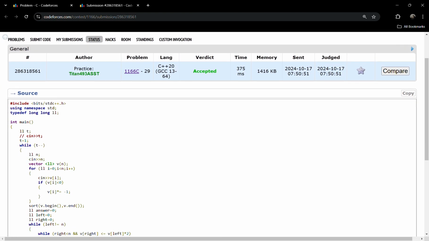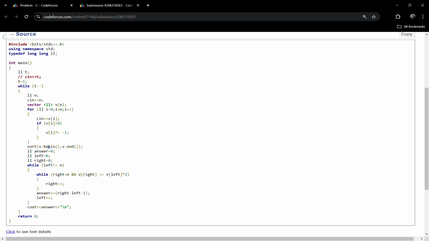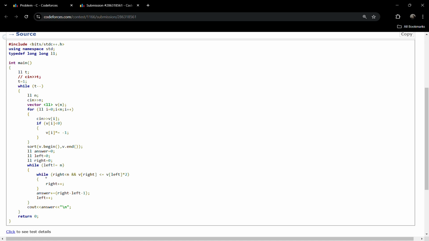So this is the code. Here the input is completed. Here, if v of i is less than 0, I'm rendering it positive, then sorting, and initializing these variables. Now, while left is not equal to n and right is less than n, and this condition, we saw that this condition is there for this inequality. And basically, if this holds, we increment right plus plus, and all the pairs will be counted as good pairs.